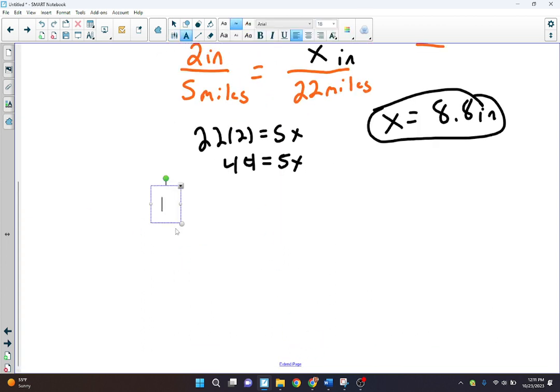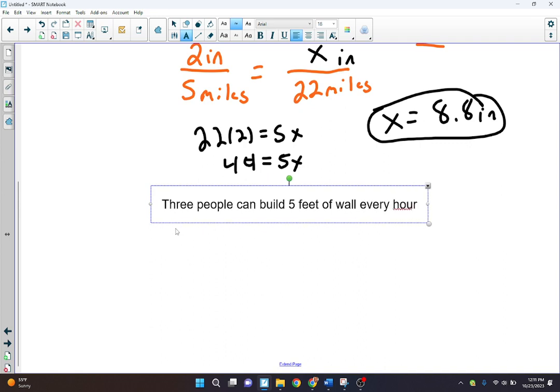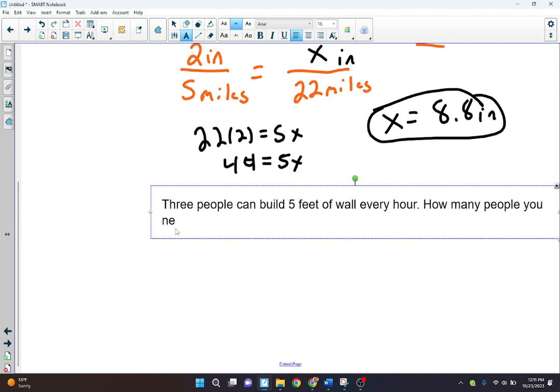If I gave you a ratio like 3 people can build 5 feet of wall every hour. How many people do you need if you want to build at least 12 feet of wall every hour? Per hour, I should say.